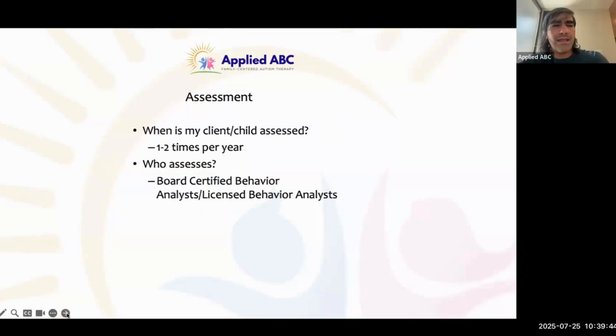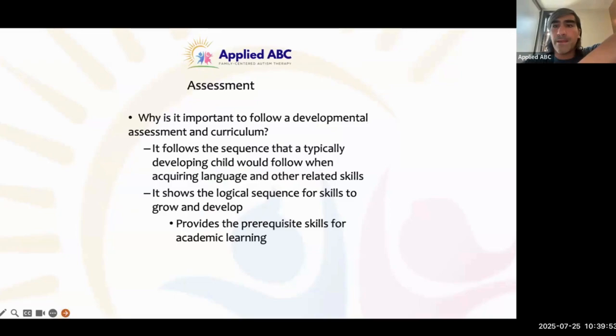They're assessed by the board certified behavior analyst and licensed behavior analyst. We would generally say twice a year, so every 6 months, a learner is reassessed according to this assessment.